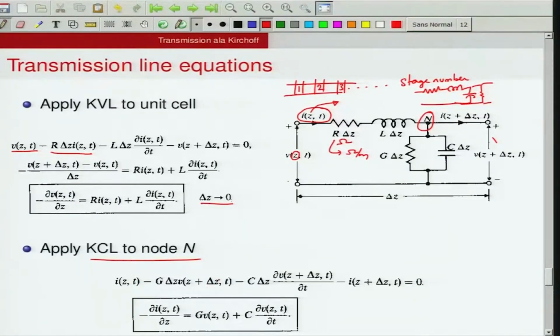You can again rearrange the equation to obtain an expression for the partial derivative of current, and you will see that this is given by minus del I by del z equal to G V plus C del V by del t.